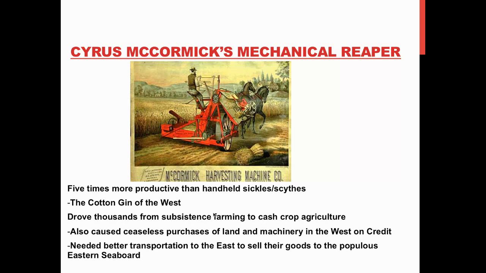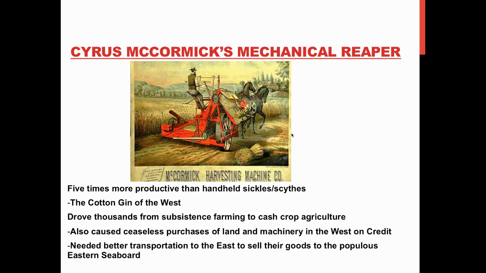Now subsistence farmers, because of machines like this, the McCormick Reaper, are going to turn to cash crop agriculture. They're going to buy more and more land. They're going to cultivate lots of wheat. They're going to buy this mechanical reaper, and they're going to try to strike it rich. But there's a problem with that.